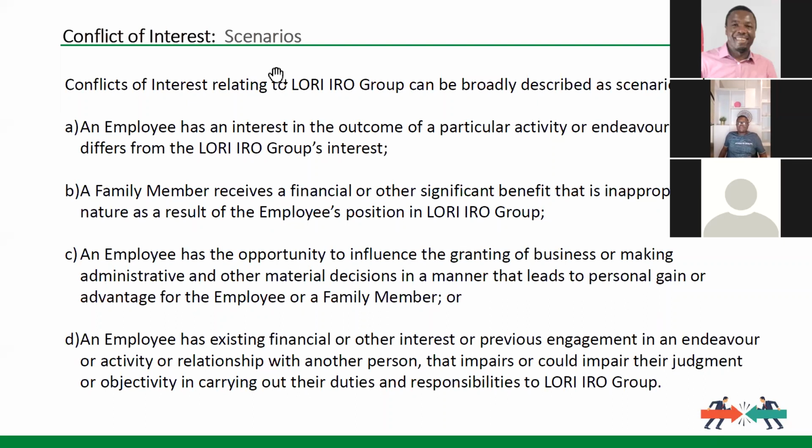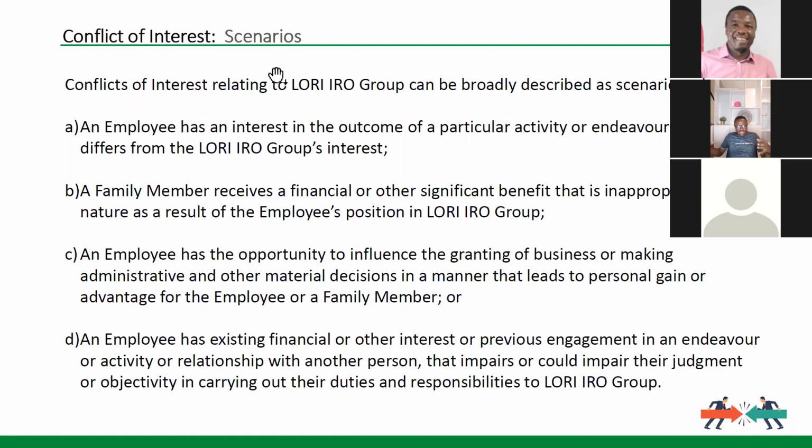A third scenario of conflict of interest is where an employee has the opportunity to influence the granting of business or make other material decisions in a manner that leads to a personal gain for that employee, or that leads to an advantage to the employee's friend or a family member. So the first one benefits the individual, the second one is where the employee's family member may get some benefits, and the third one is where they're able to get personal gain.